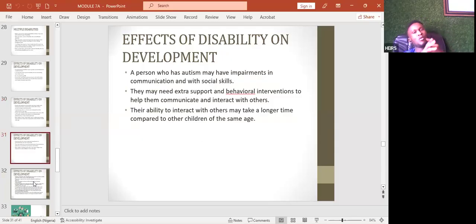Now, for people who have autism, the effect is that there is impairment in communication and social skills. Communication and social skill impairment. They don't like to talk, so you can see them within a social gathering, and they don't want to talk to people, they don't want to communicate, they're just alone. So they also may need extra support and behavioral interventions to help them communicate and interact with others. They may need extra support.